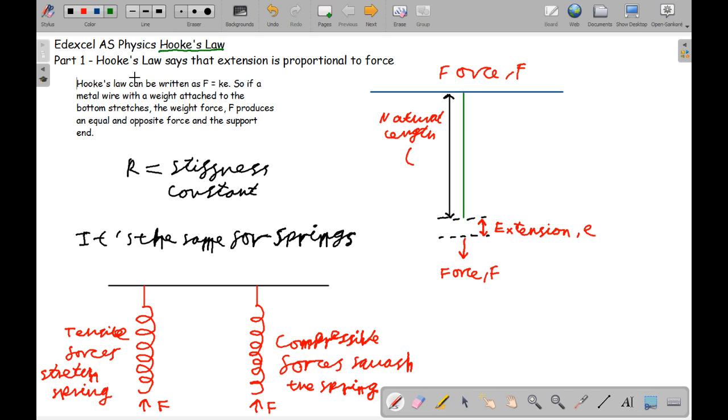So, Hooke's law says that extension is proportional to force. It can be written as F equals kE. If a metal wire with a weight attached to the bottom stretches, then the weight is pulled down with a force F, and it produces an equal and opposite force at the support.